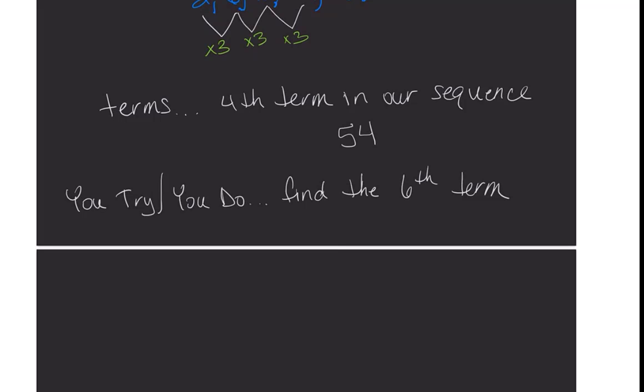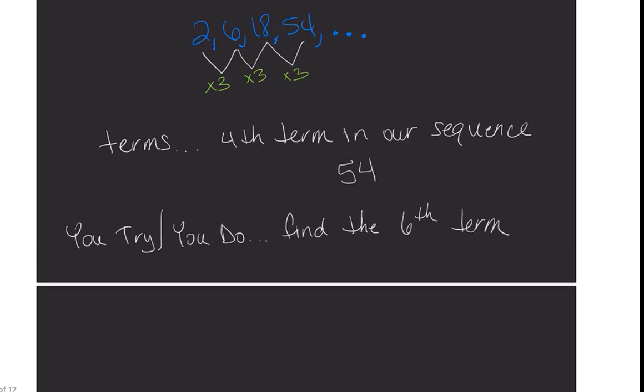So first person with the answer to the 6th term gets an attaboy. 864. 486. I just took it. We going with 486? What do we get? You get an attaboy. After 5 attaboys, you get a way to go.